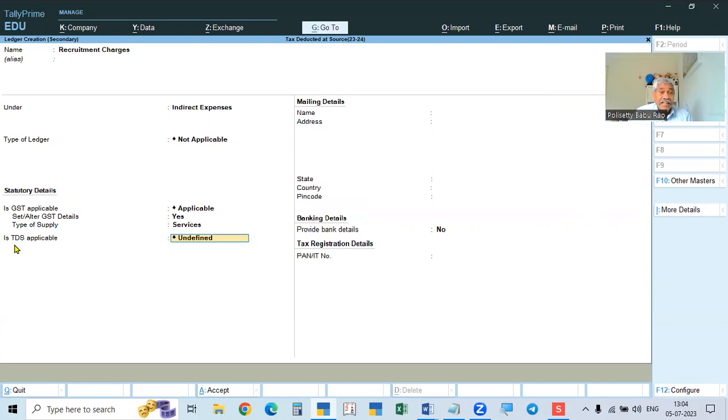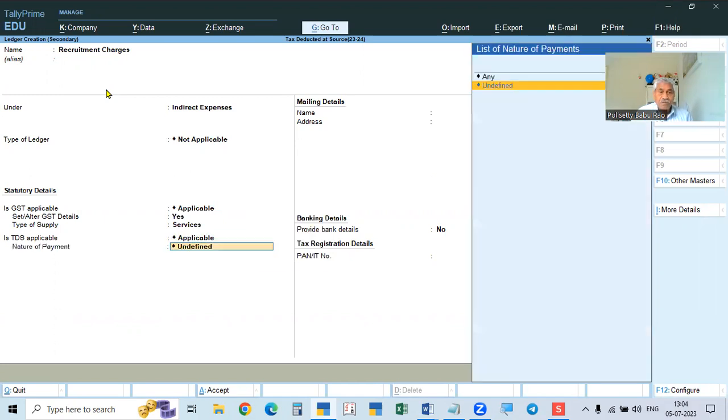And here, TDS is applicable in this. So first of all, F11, then party, then services. In the service itself, nature also we will give. And then the 4th one is tax ledger. So in this case, applicable means applicable. Yes, you see applicable. So we will give applicable.